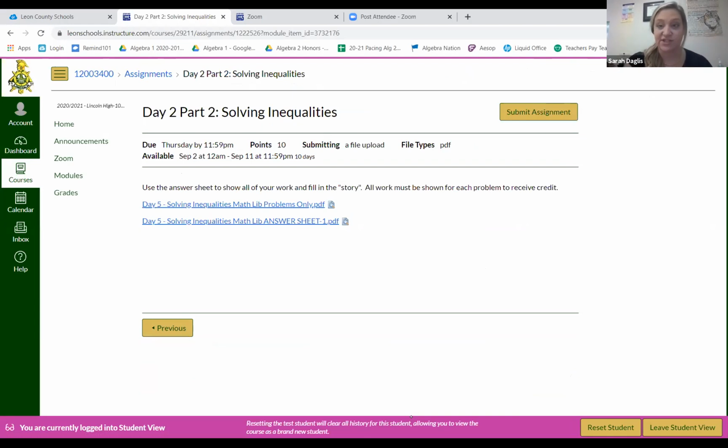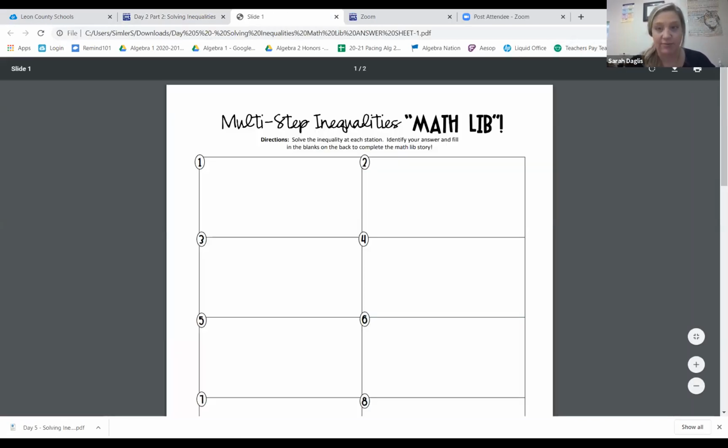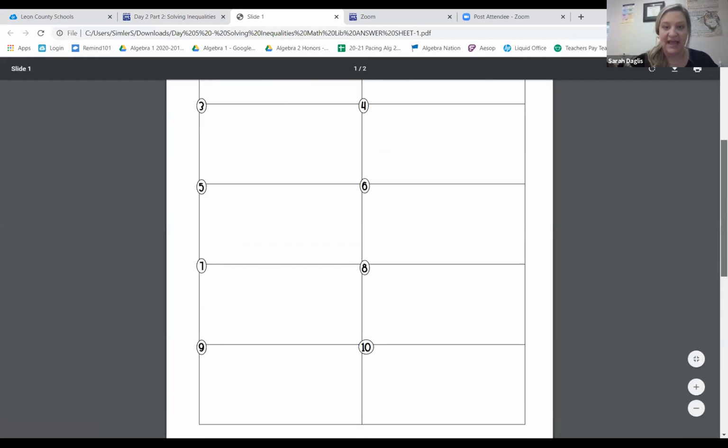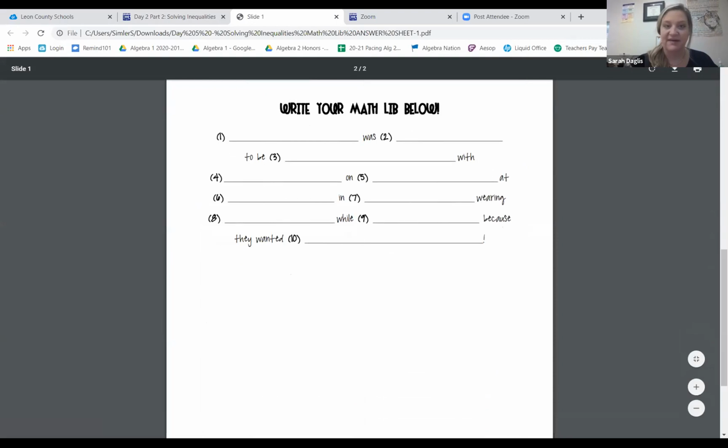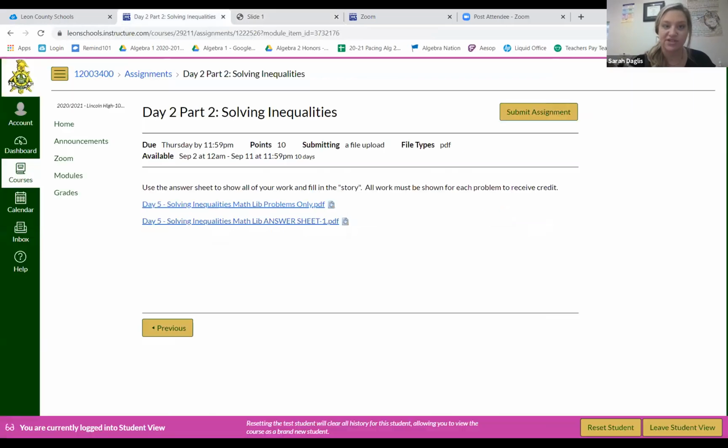There's 2 things. The answer sheet is what, if you're able to, you can print, and this is where you'll show all your work. Again, if you don't have a printer, use your own paper. So you'll do your work in the boxes, and then math libs, what kind of makes them fun is they make a little story in the end. So hopefully we all have the same story when we're done. So they're all multiple choice, which is nice. And when you get your answer, there's a part of the story you're going to fill in. So that's your answer sheet, the problems only. Here we go. So here's our 10 problems.